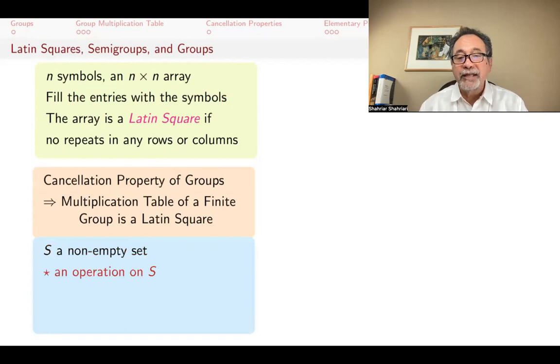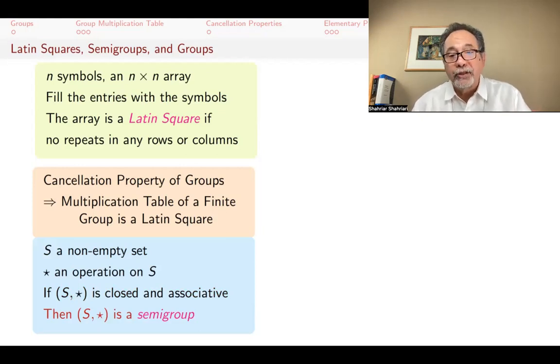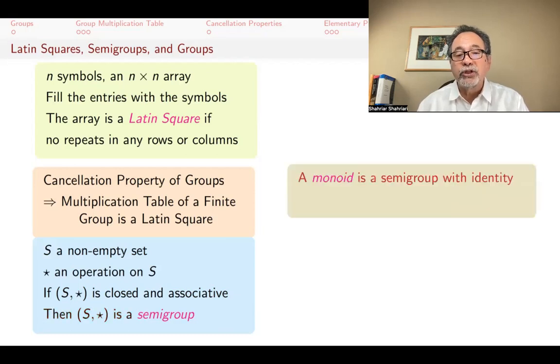If S is a non-empty set and you have an operation, and you know that S with that operation is closed and associative, and that's all you know, then this is called a semigroup. A semigroup is not quite a group because it doesn't have an identity or inverses, or you don't know if it does or not. A monoid is a semigroup with identity, and a group is a monoid with inverses. A monoid has everything other than inverses, and a semigroup only has closure and associativity.